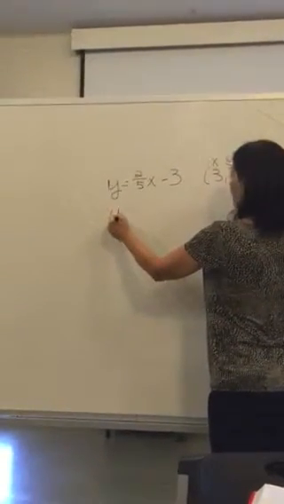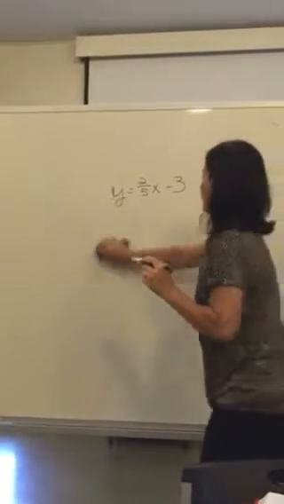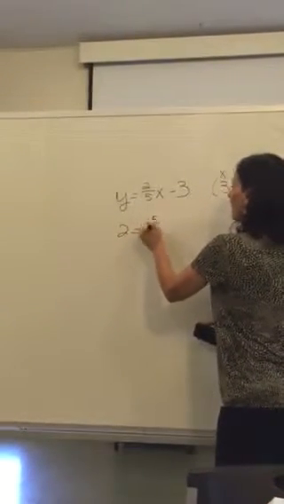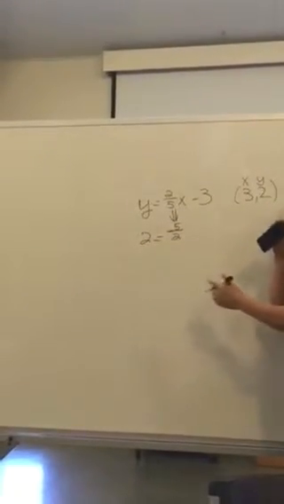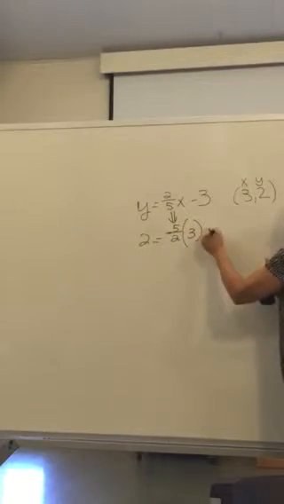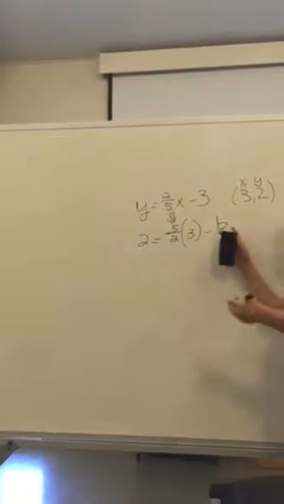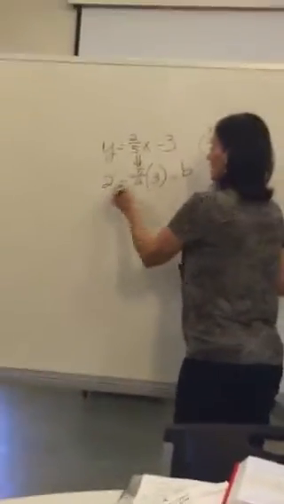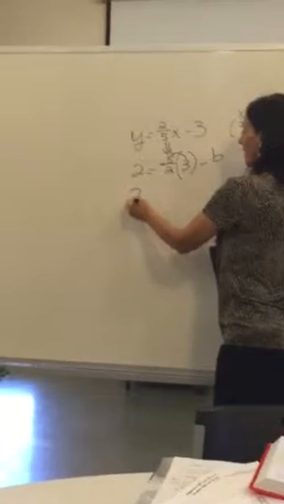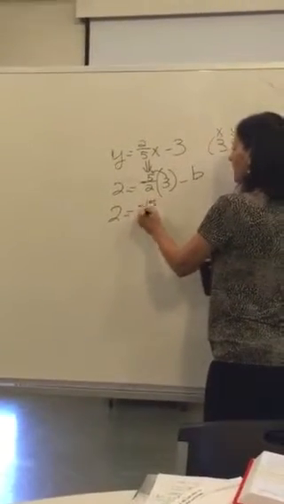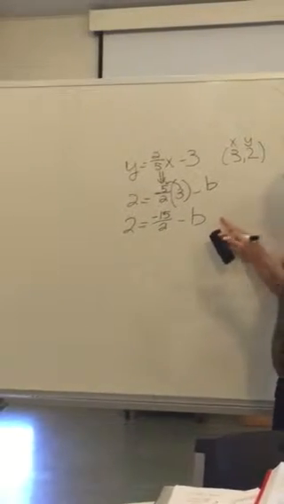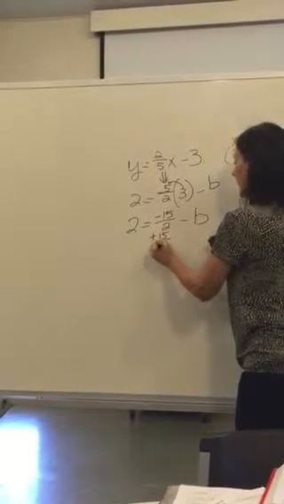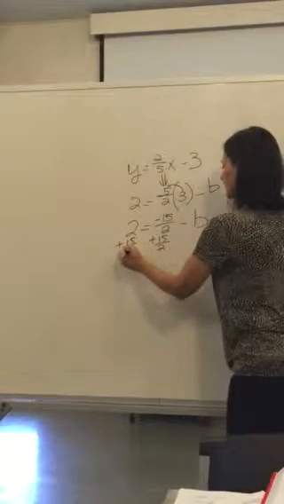Yes, what is it? 2 equals negative 5 halves. Okay, just a minute. 2 equals negative 5 halves. I'm going to take the negative reciprocal of that slope. I plugged in my y. Times 3. Minus b. I'm going to solve for b. So now I'm going to distribute my 3 to my 5, and I have 2 equals negative 15 halves minus b. I'm going to continue solving for b by adding 15 halves on both sides.